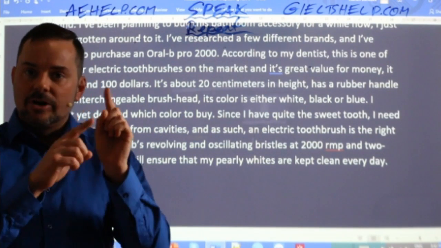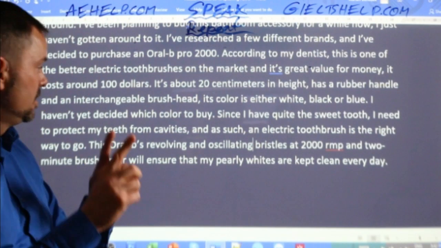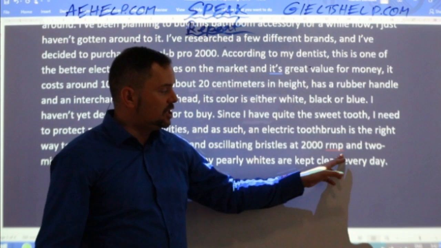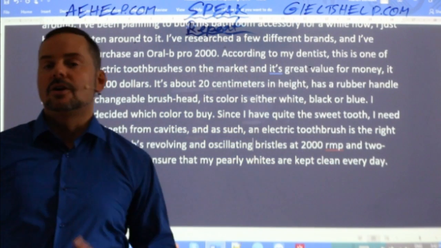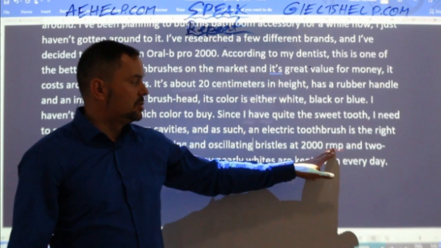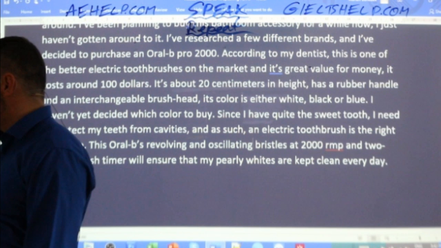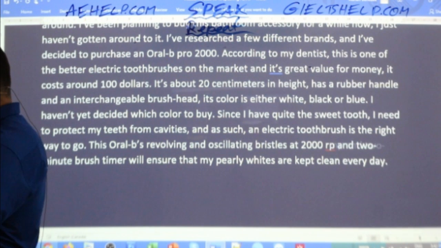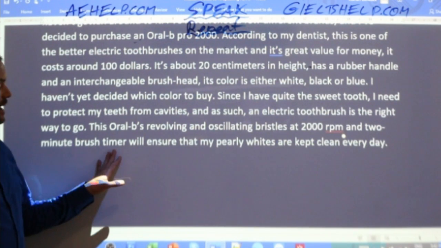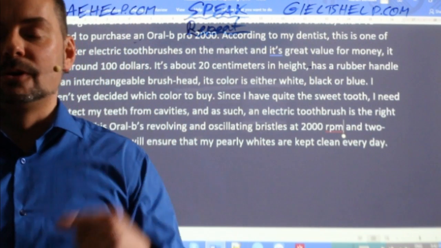Bristles are the little hairs that you find on your hairbrush or your toothbrush. Okay, those are little bristles. At 2,000 RPM. RPM is rotations per minute. For those of you who like cars and motorbikes, you're probably familiar with this acronym, rotations per minute. RPM, yeah, not RMP. Okay, and 2 minute brush timer. So as you know, many of these toothbrushes, they have a little timer that beeps or light goes off or buzzes when you're done.